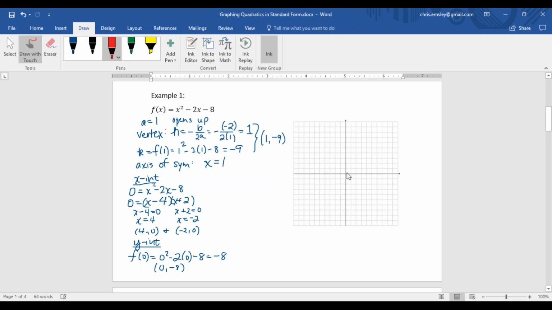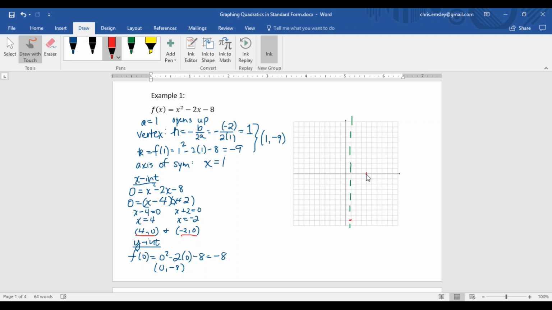So we'll start with the vertex of 1, negative 9 right there. We know that our parabola is going to open upward, so that's going to be our minimum value right there. I'm also going to sketch in that axis of symmetry because sometimes that can be helpful when we're plotting points. Then next we'll put in those x-intercepts. We have one at 4 and one at negative 2.